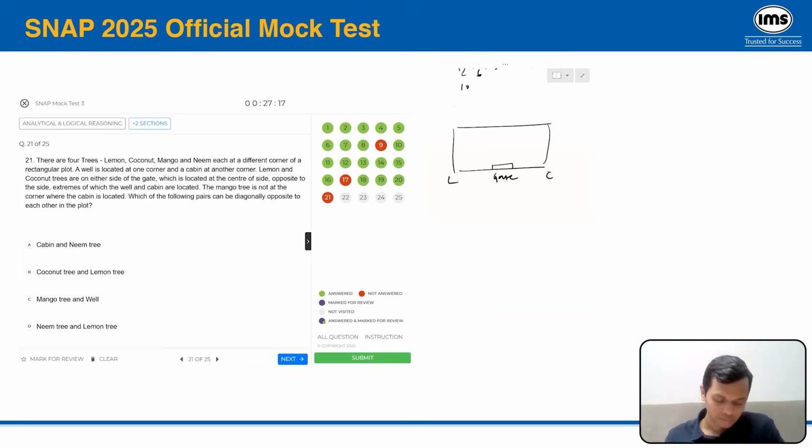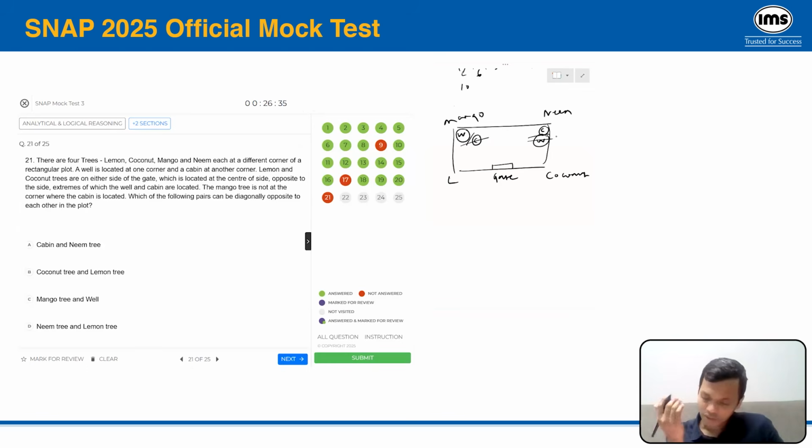this is coconut. Lemon and coconut are on the side opposite to the side extreme of which the well and cabin are located. So let's say cabin and well. The mango tree is not at the corner where cabin is located. So this could be mango, for example, right? And then there is lemon, coconut, mango, and neem. So this is the case that I've written basically.